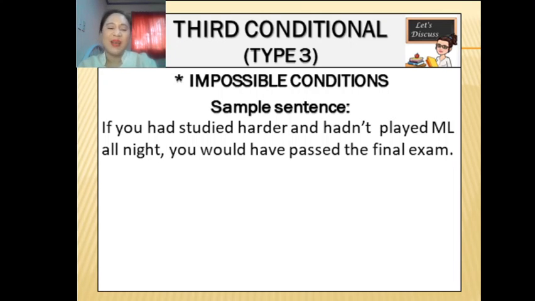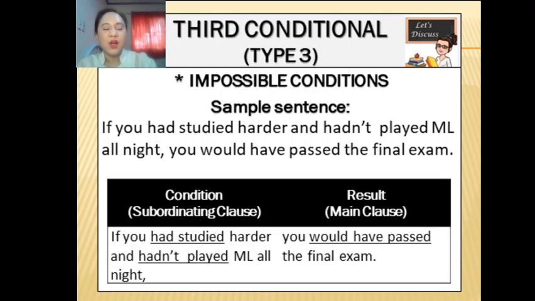The sample sentence expresses situations that did not happen, which is he did not study harder for the exam. And as a result, the outcome was not met, which is he did not pass the final exam. Notice also that the subordinating clause uses the word had and the past participle, which is "had studied" and "hadn't played." And the main clause uses would have and the past participle of the verb, which is "would have passed."